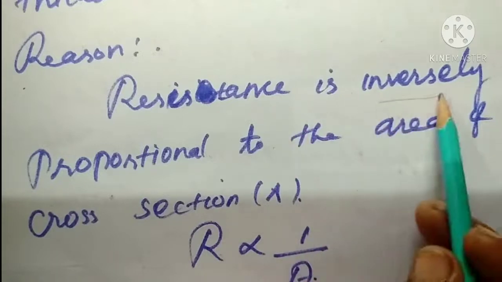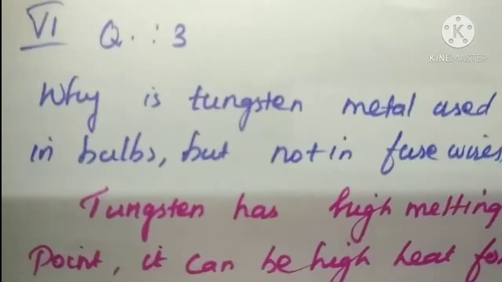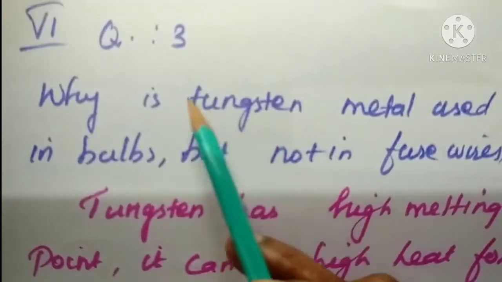Resistance is inversely proportional to the area of the cross section, or proportional to 1 by A. Have you all written the second question? Now you have to write question number 3.